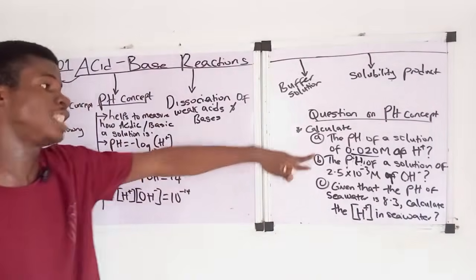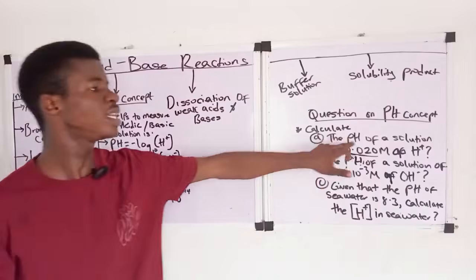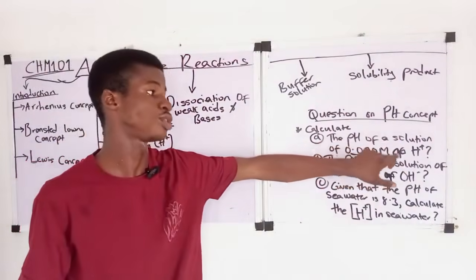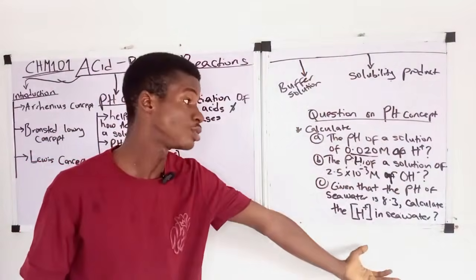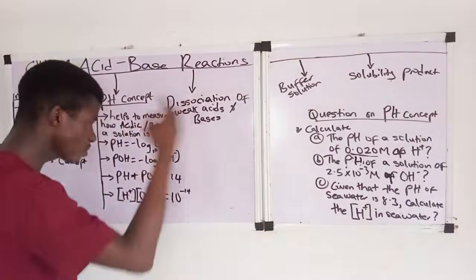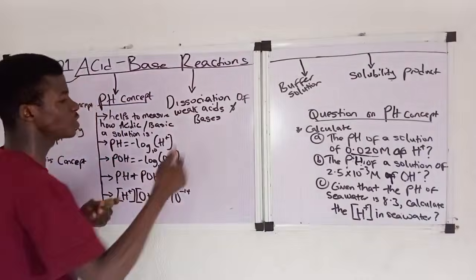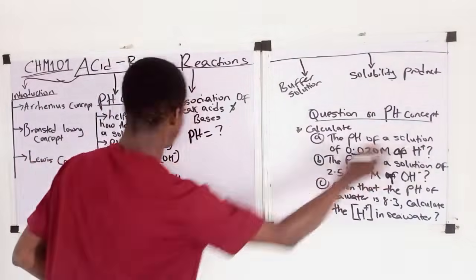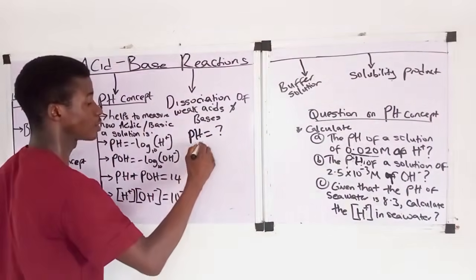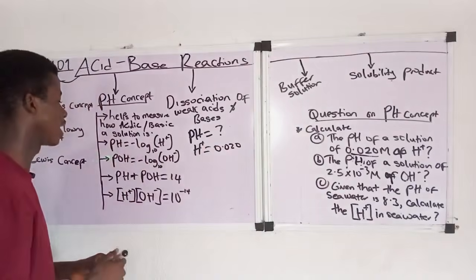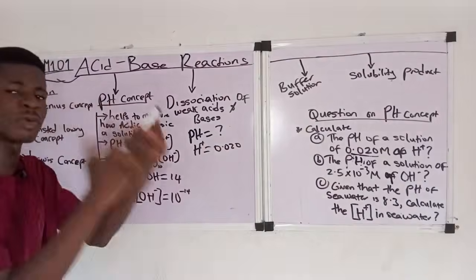Now let's look at this very first question. It says the pH of a solution of 0.02 molar concentration of hydrogen ion is what? Look at this question very well. They're asking us to look for the pH, right? Don't worry about concentration. They give us the hydrogen ion concentration to be 0.020. So which formula are we going to use?